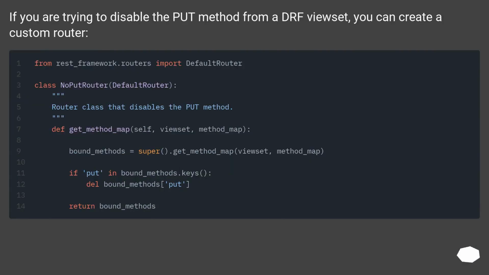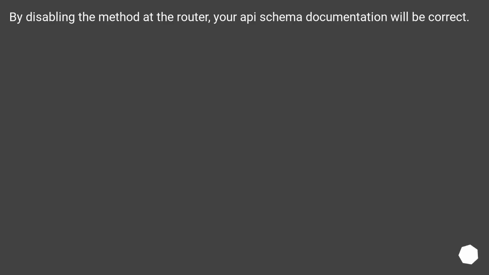If you are trying to disable the put method from a DRF ViewSet, you can create a custom router. By disabling the method at the router, your API schema documentation will be correct.